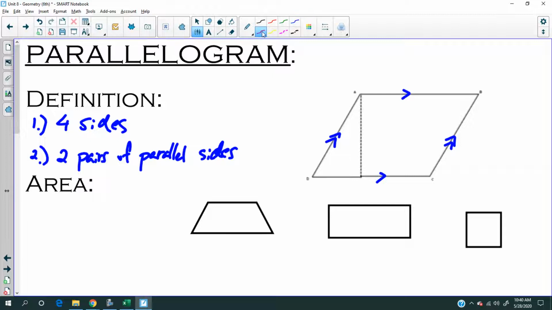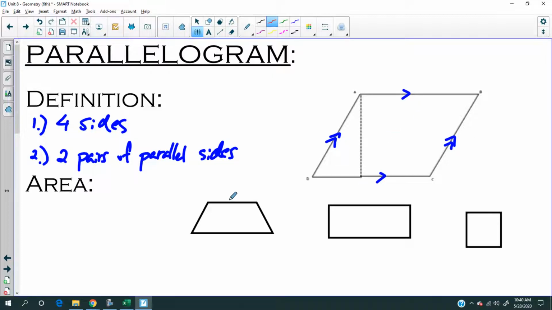What's the difference between a parallelogram and a trapezoid? I literally just said it. A trapezoid has 1 pair of parallel sides, whereas in a parallelogram, opposite sides are what? Parallel.